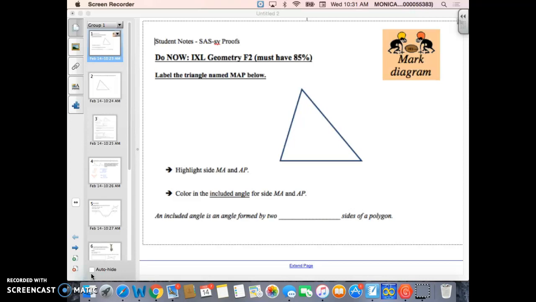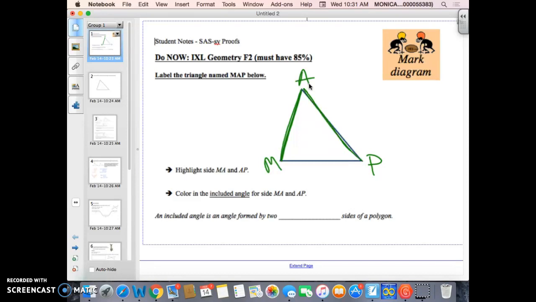This problem should already be worked out. I'm going to go ahead and label this triangle MAP, because it told me to. So that's MAP. Then it says highlight side MA. So this side right here is MA. So I'm going to highlight it and highlight AP. So I'm going to highlight this side right here. All right. Color the angle for side MA and AP. So that would be this angle right here. So I'm going to color this in.